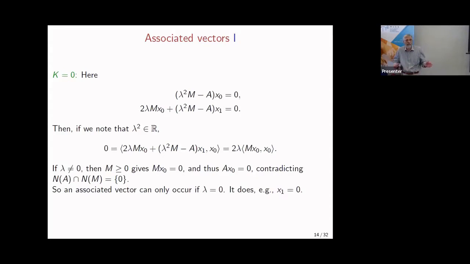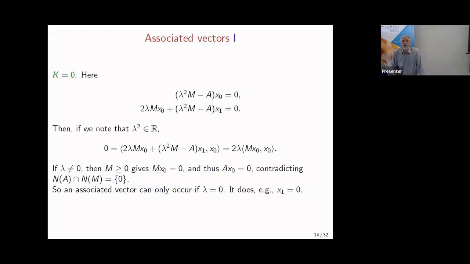So when you have A minus identity, A is self-adjoint, there are no associated vectors. Let's just take the case K equals 0 just as a simple indication. Then similar simple calculations show that if lambda is different from 0, then we won't have associated vectors.